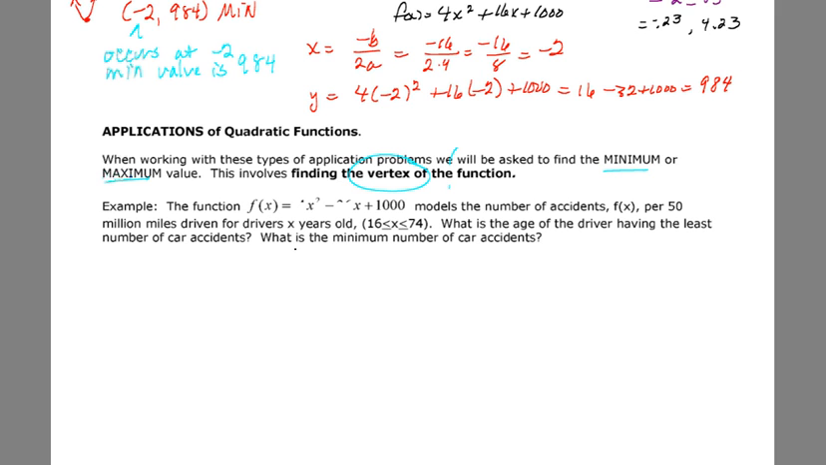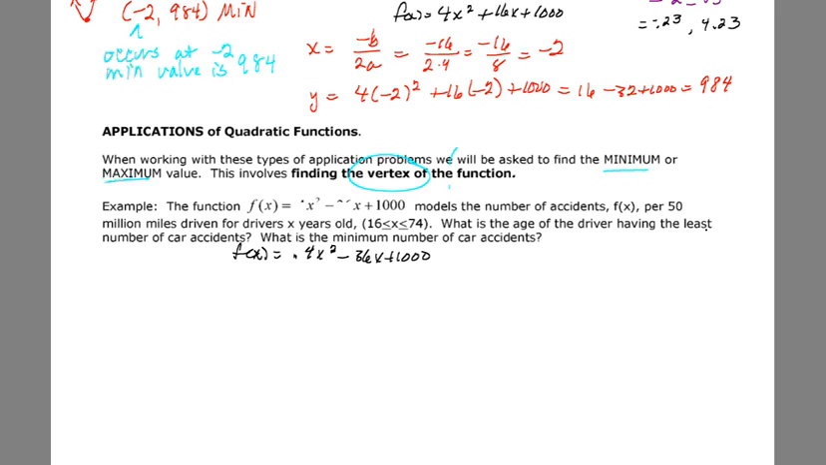Now this function is actually 0.4x squared minus 36x plus 1,000. There's our function. And let's just go ahead and read the situation. It says this models the number of accidents per 50 million miles driven for drivers who are x years old. And notice what they put. They put a constraint on the age for the drivers, between 16-year-olds and 74-year-old persons. So x will go between those two values, so they just put a little restriction.